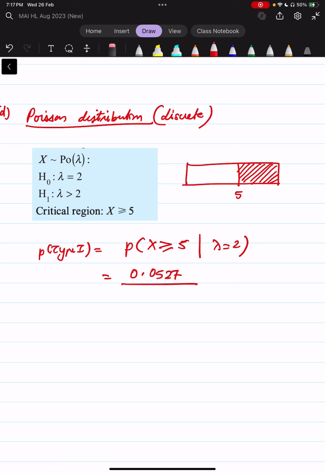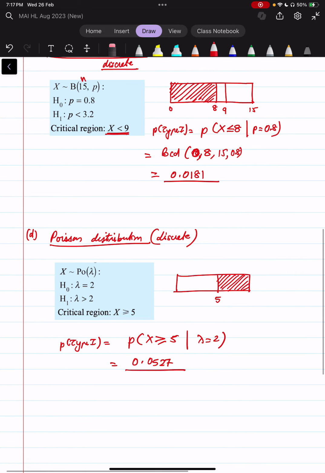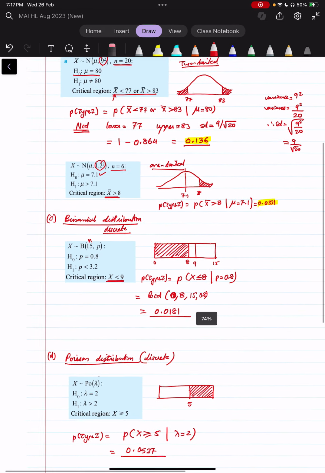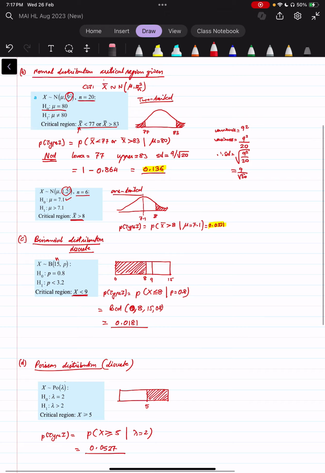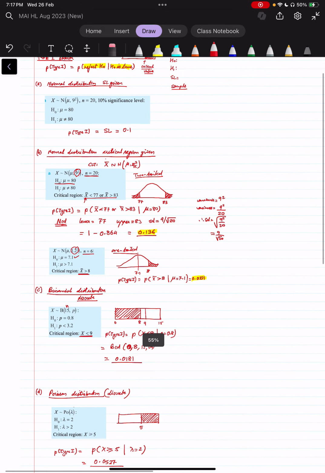Now, this can also come with a double tail test. So obviously you find the rejection region on both sides and add them. That can also happen. I've not shown that example, but this is all you need to remember for your type 1 error.